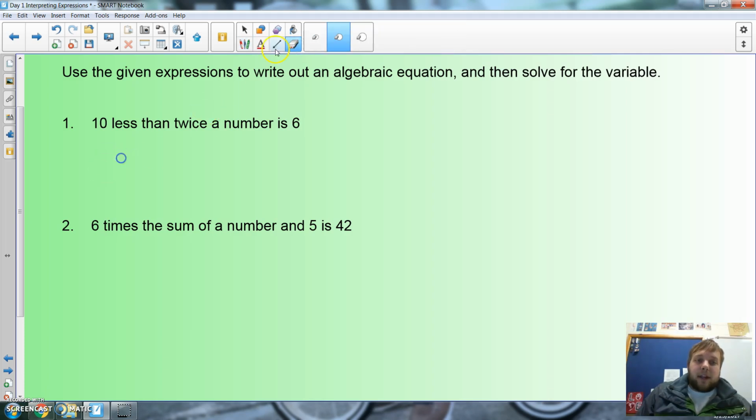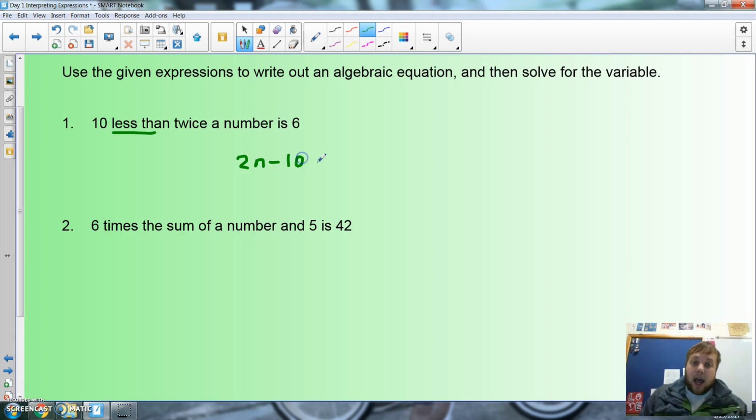Remember, less than is your ugly stepsister. Okay, don't trust her. Less than. That means minus, but first of all, I've got to write it backwards. Twice a number minus 10. I know a lot of you guys right now are like, but remember, less than is your bad one. You actually got to reverse it. So it's not 10 minus twice a number. It's actually twice a number minus 10. Now we have is, which means equals 6.